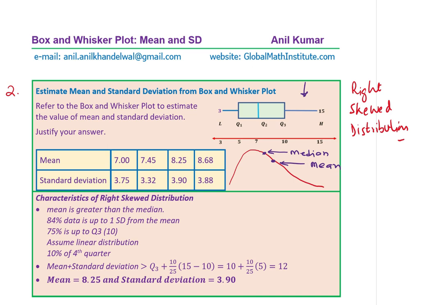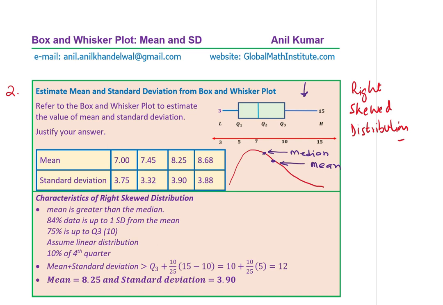Now the question here is, refer to the box and whisker plot to estimate the value of mean and standard deviation and justify your answer. So we have given you options here to match. From the given values, the options are: if the mean is 7 and standard deviation is 3.75, is that the correct combination? Or is it 7.45 and 3.32, 8.25 and 3.90, or 8.68 and 3.88? So these are the values. Which one is closer to the given situation? That is what you need to estimate.